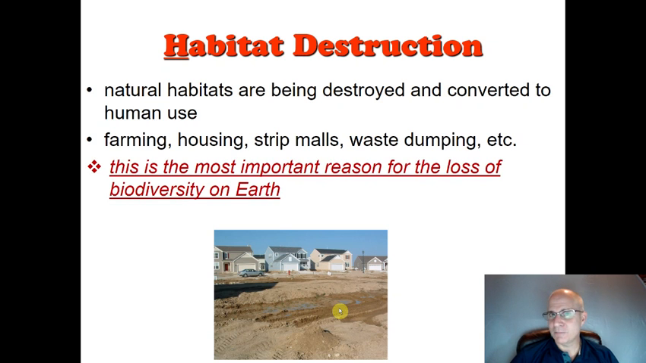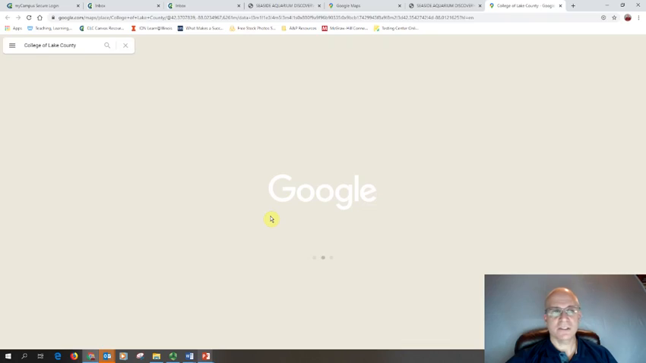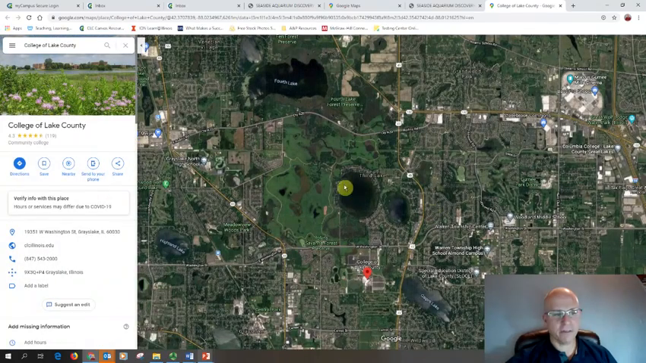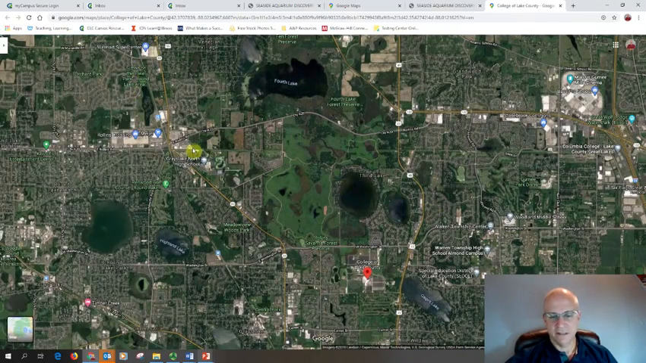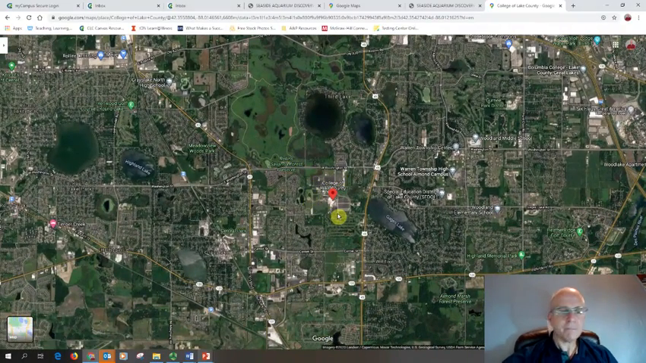By the way, this is an important thing to remember, hint, hint, hint. Habitat destruction is the most important reason for the loss of biodiversity on Earth. It's a little something to keep in mind. And how bad is habitat destruction here? So here we see a Google Earth picture of the area around College of Lake County. Let's put it in the middle. So these satellite images were probably taken in the summertime because there's lots of really good green stuff here.